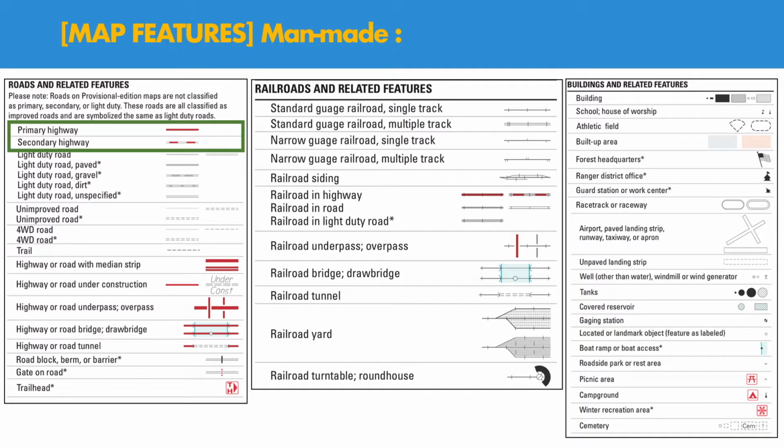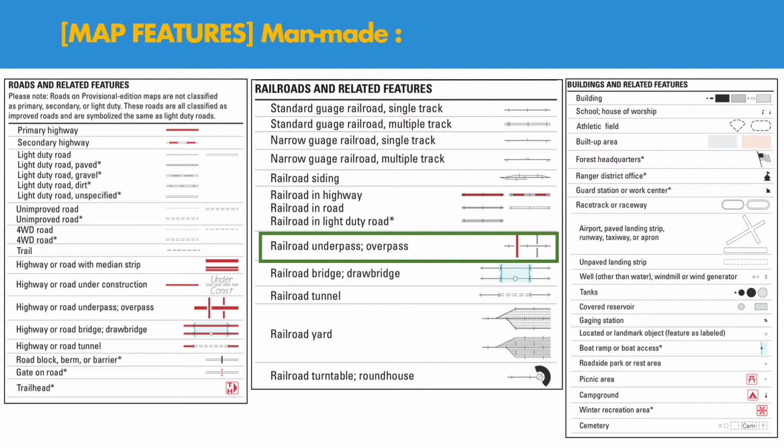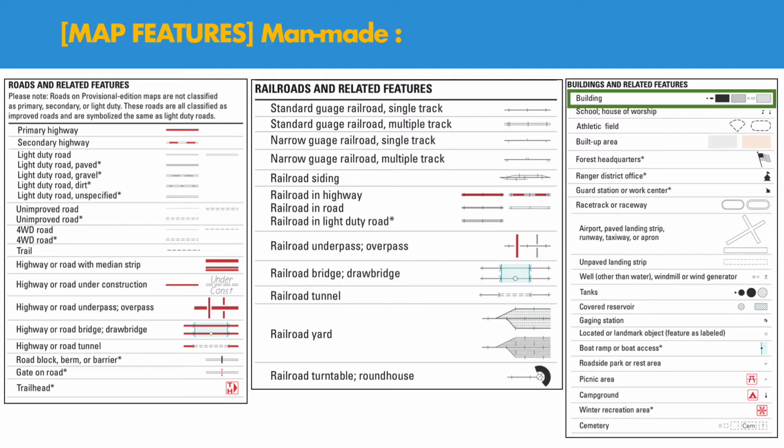As you see, we have primary highway and secondary highway, and the different types of roads like the paved, gravel, dirt and four-wheeled roads. Here we have highway or road channel, and here we have the railroads like single and multiple tracks, railroad underpass and overpass. And here we have buildings. The little ones like the houses are represented by this little black square, and the big buildings like malls and factories etc. are represented by bigger black symbols.